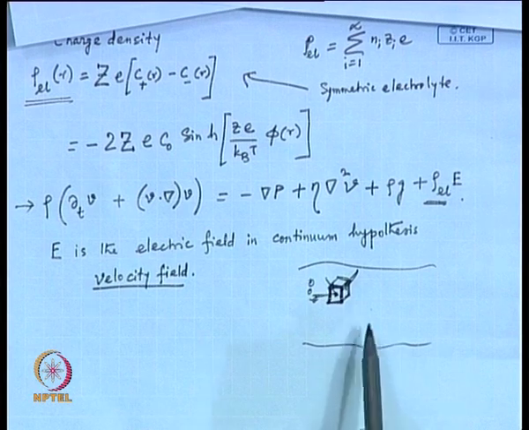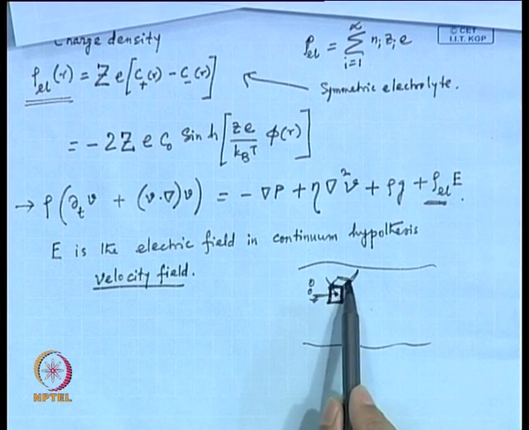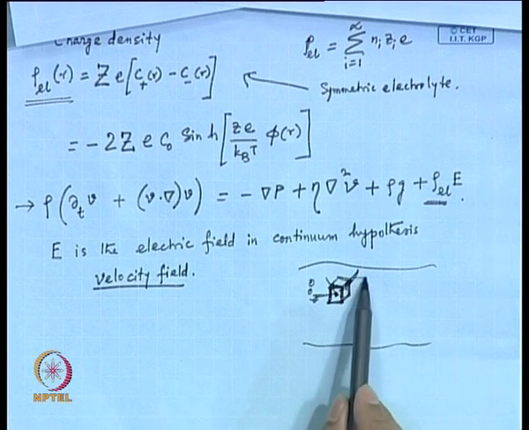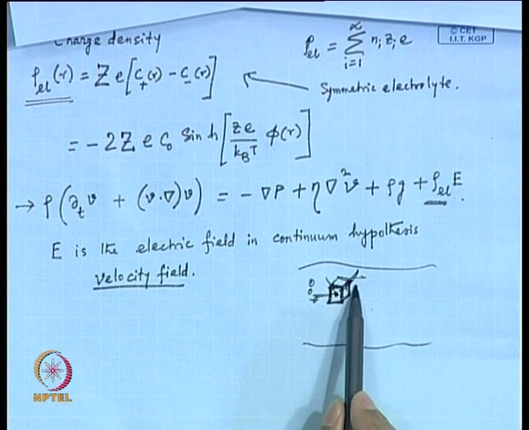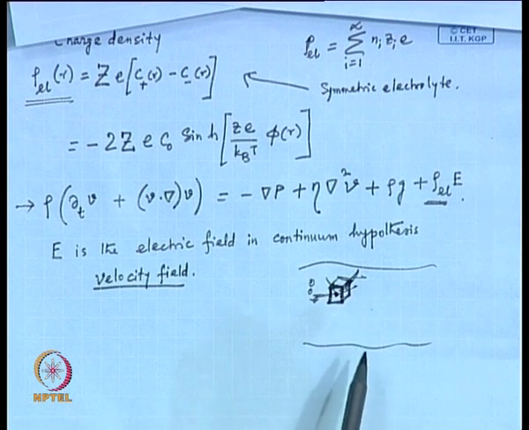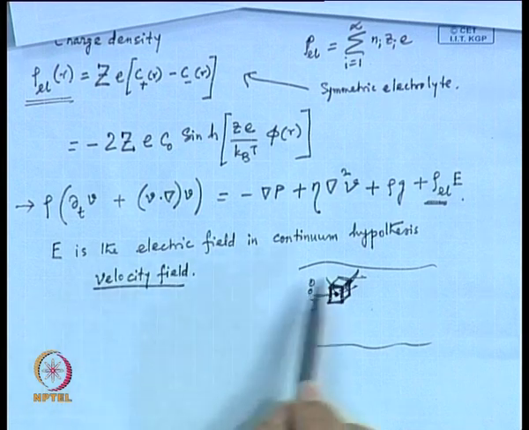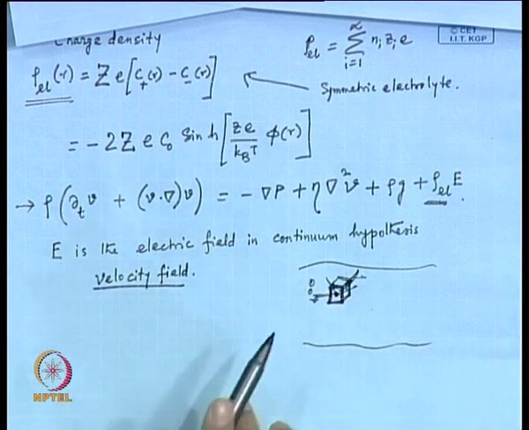So, when you make this continuum hypothesis, you are assuming that you have a probe volume, you have a velocity here, you have another similar volume, and the change in velocity from this to this is continuous. Similarly, you have E, which is the electric field, in the continuum hypothesis.